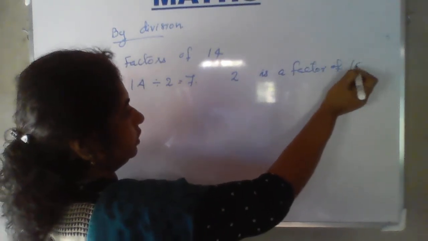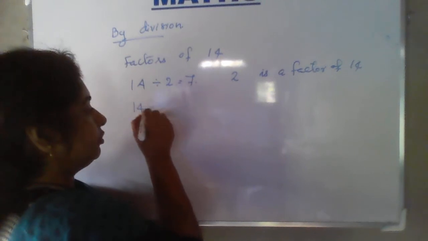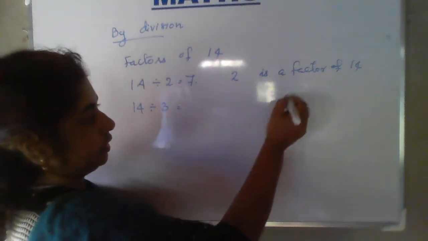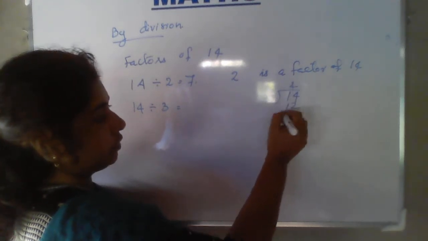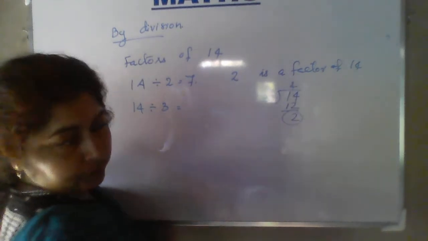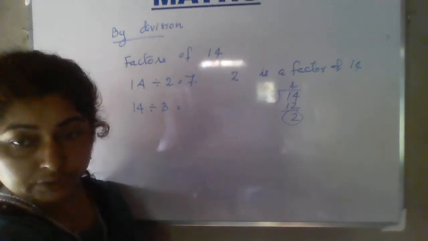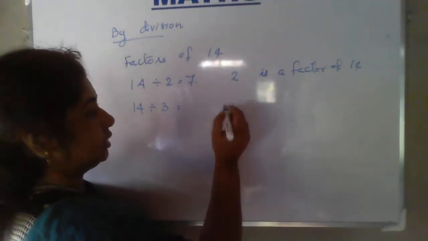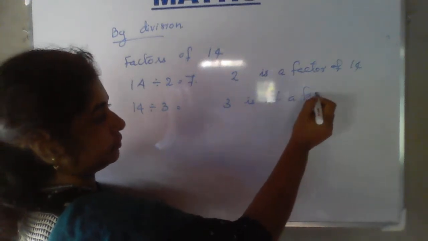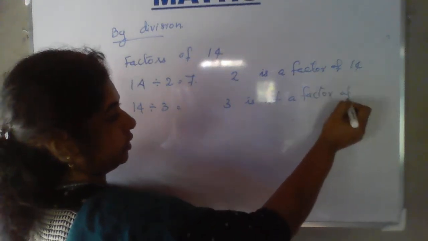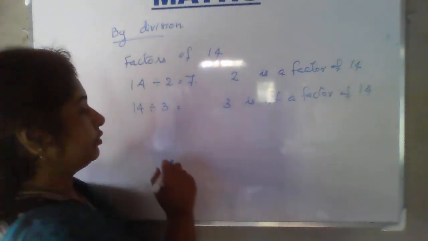Then dividing by 3. 14 divided by 3. 4 × 3 is 12. Here the remainder is 2. So it is not a factor. 3 is not a factor of 14.